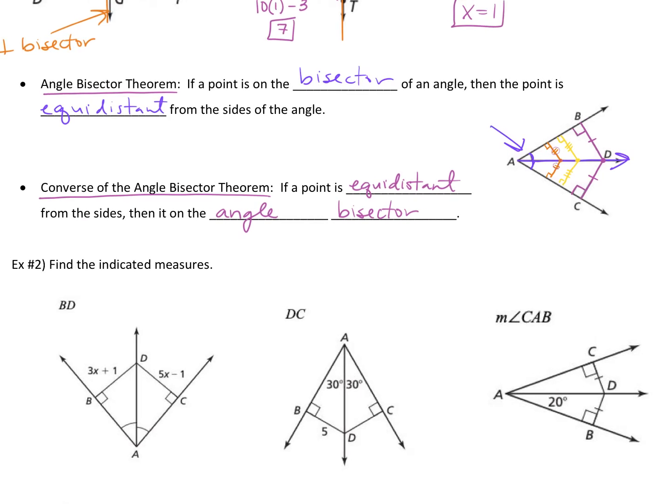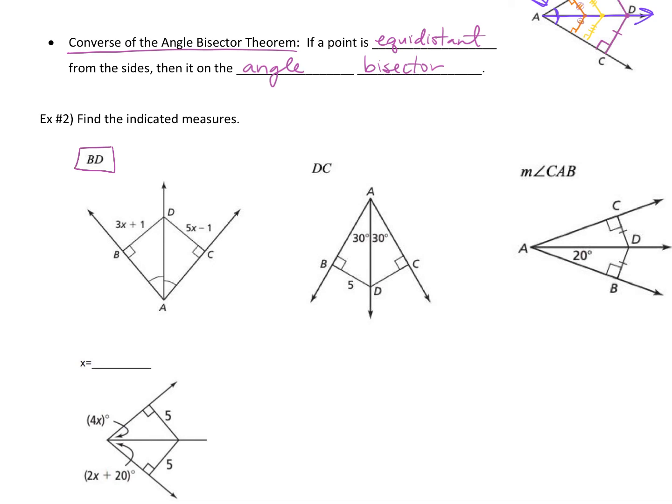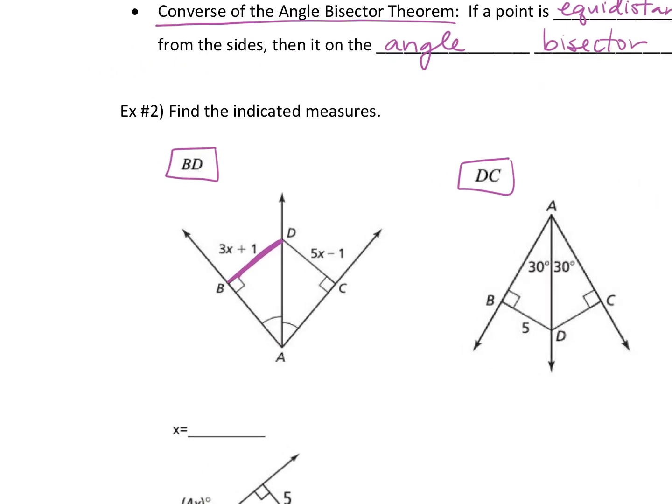So let's look at those examples. So this is example 2. It says find the indicated measures. And the indicated measures are these, right? Find BD, find DC, and find the measure of angle CAB. Okay, so look at BD. BD is this. We want to know how long is that. Does anyone see what you need to do in this problem to be able to find that?